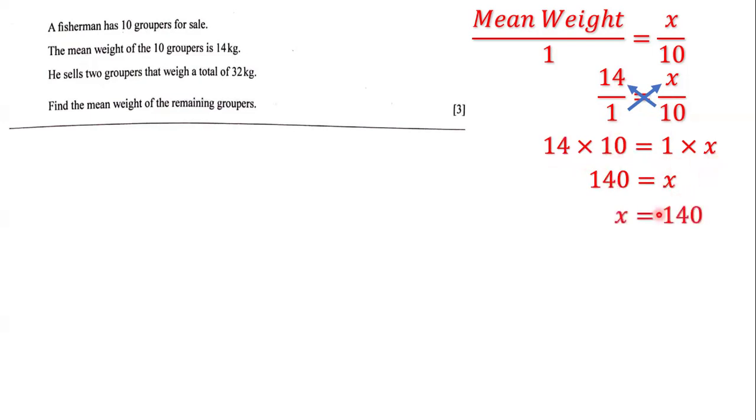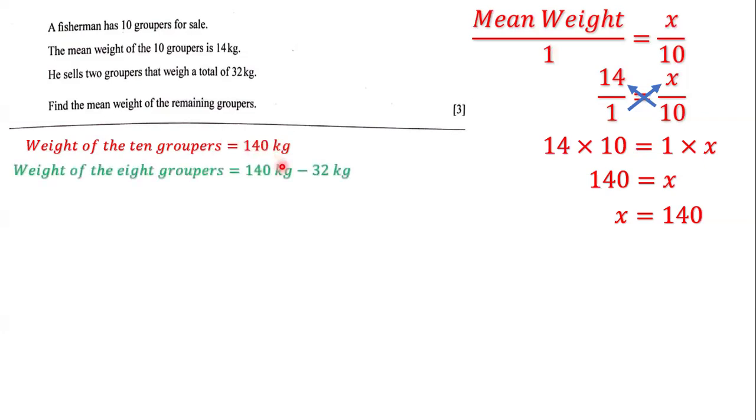And so that means that the sum of the weights of the 10 groupers is equal to 140 kilograms. So that's the weight of the 10 groupers all together, 140 kilograms. Now, let's figure out the weight of the 8 groupers that are left. Remember, he sold 2 groupers that weigh a total of 32 kilograms.